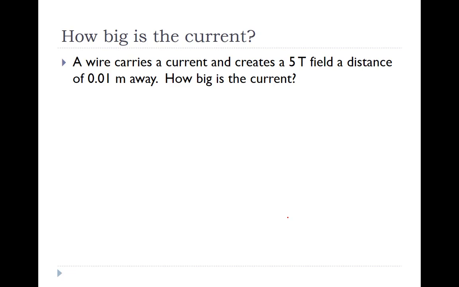Here we have a wire carrying current and creating a field of 5 Tesla, a distance of 0.01 meters away. And we want to know how big is the current. So here is my field, here is my wire. I know that on this circle, the magnetic field equals 5 Tesla. And I know that this circle is 0.01 meters away.